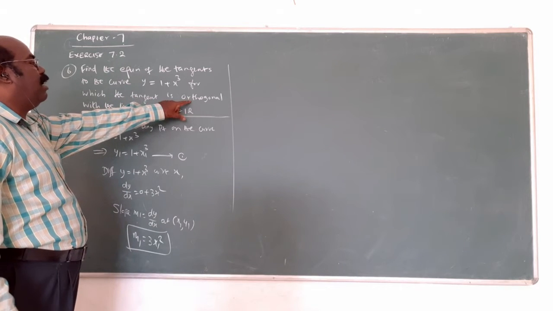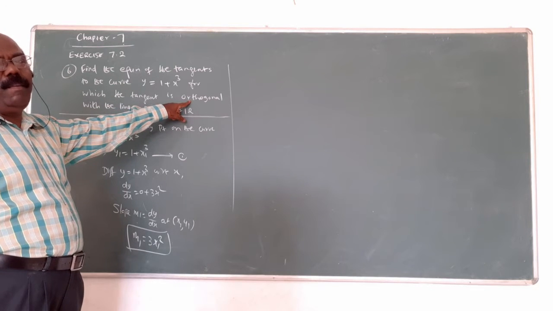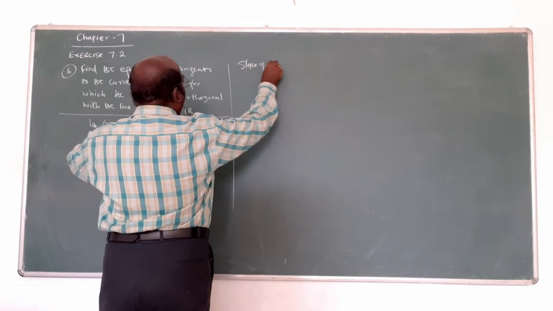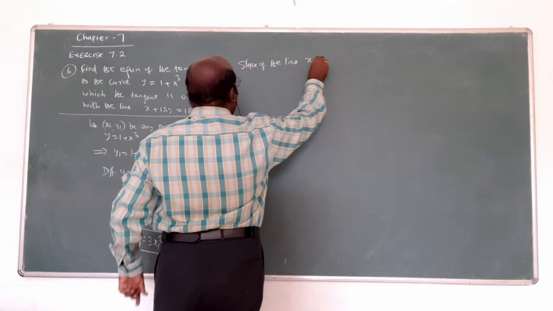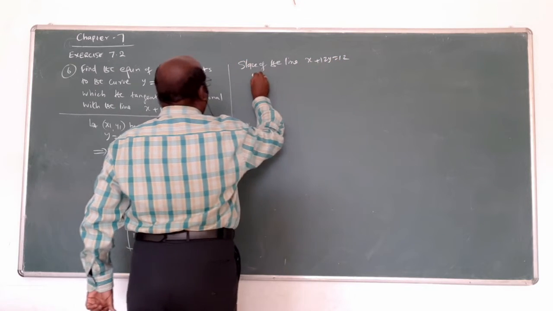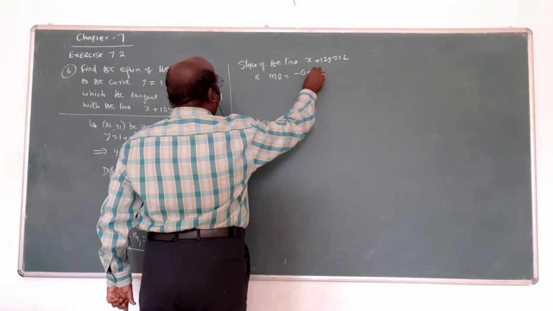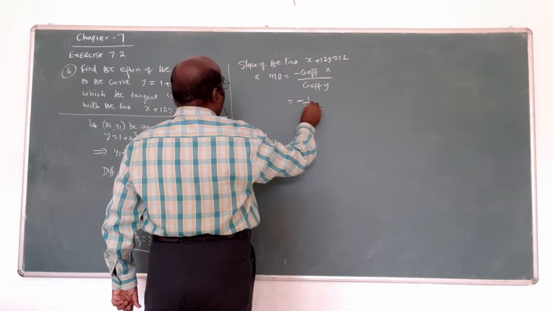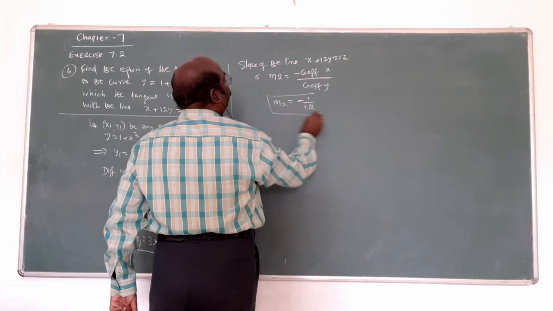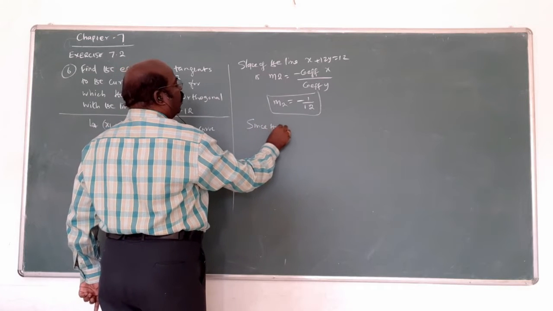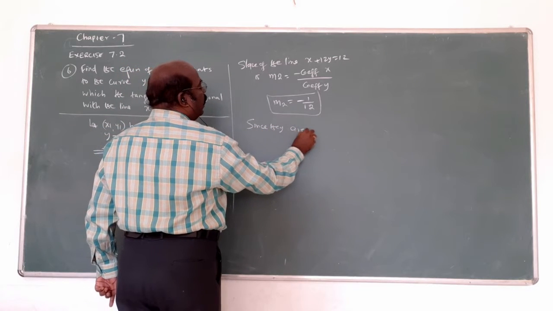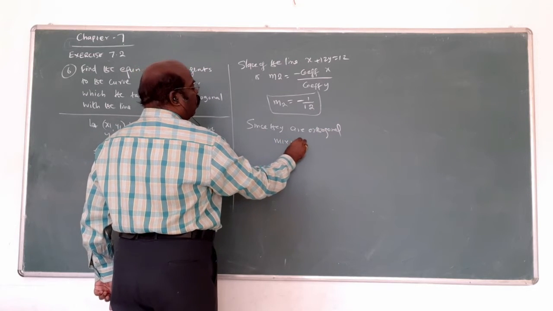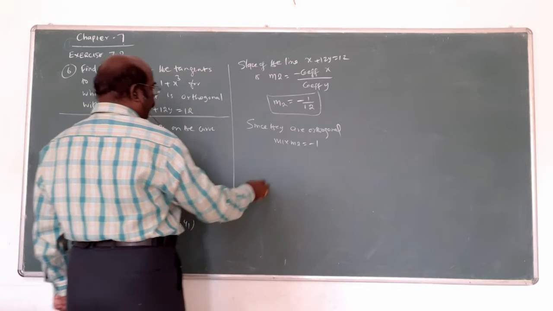Now, I need to know: tangent orthogonal, parallel, perpendicular. Orthogonal means we need to find the slope of the line. The slope of the line x plus 12y equal to 12 is m2. What is that? Minus coefficient of x by the coefficient of y is the formula, so minus 1 by 12. This is m2. Since they are orthogonal, the product of the two slopes is minus 1. Am I right?